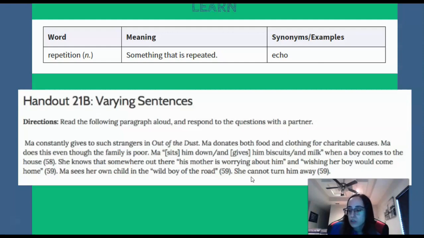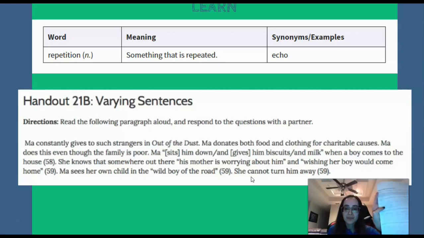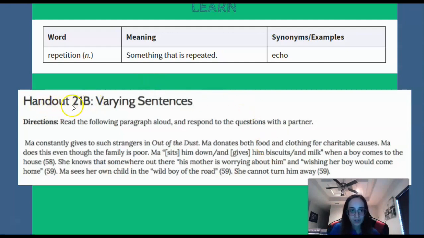So at this time, I need you to take out your handout 21B, varying sentences. It's in your Wit and Wisdom workbook. Look for the page that says 21B. Please don't send me a message saying, Miss, I couldn't find it. No. Take this time, pause the video, look for your Wit and Wisdom blue student workbook, the one that we always use. Turn to page 21B, varying sentences. It's titled like this in your book, so take some time to find that.